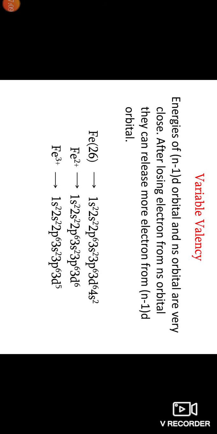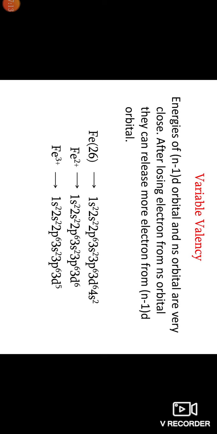Now we shall discuss the properties of transition elements. Number 1, variable valency, then catalytic property, then colored compound formation, and finally we shall discuss complex compound formation. Now let us start with variable valency.